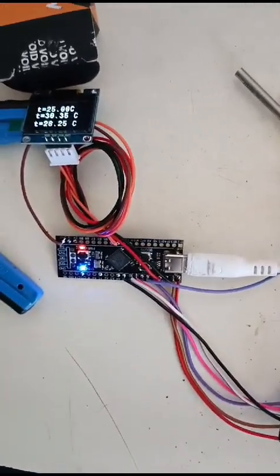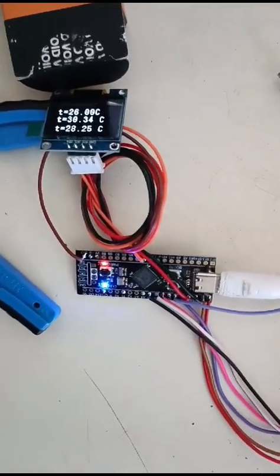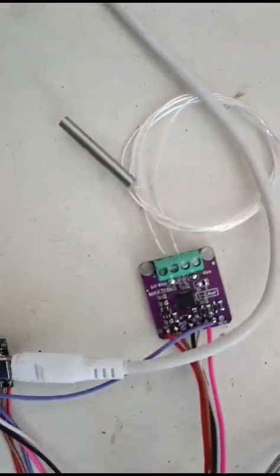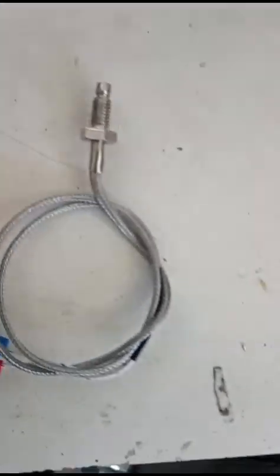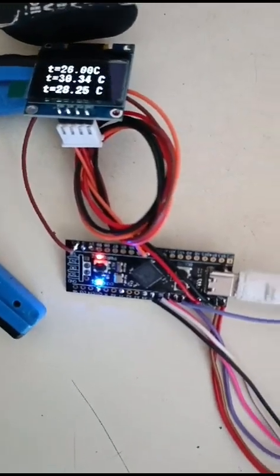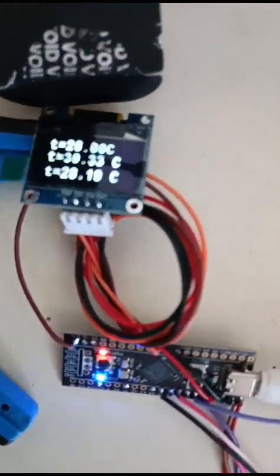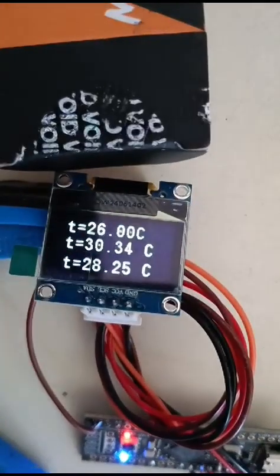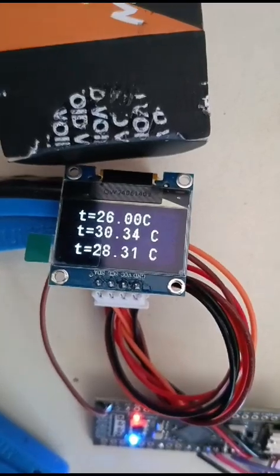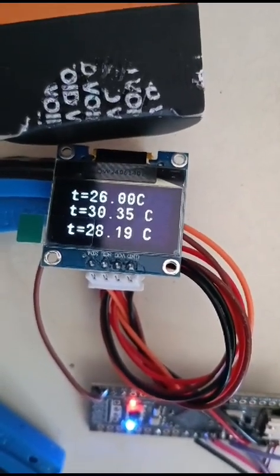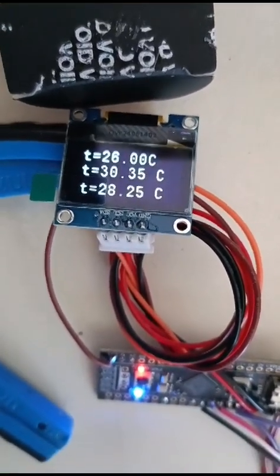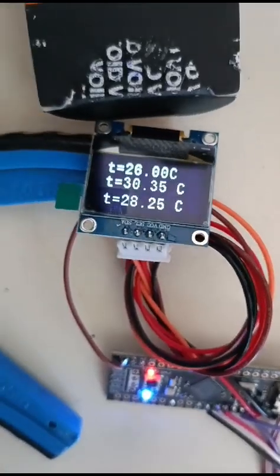This is a demonstration of the prototype for current loop with the temperature sensors. This is a PT100 and this is a thermocouple. It is based on the STM32, and there are three temperatures. First one is the inbuilt IC temperature sensor readings. Second is thermocouple, and the last one is PT100 readings.